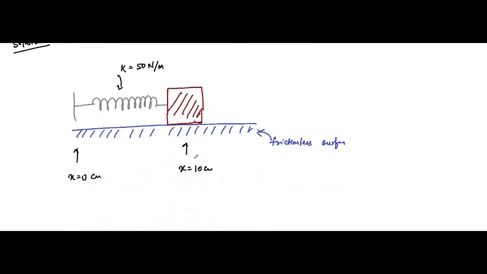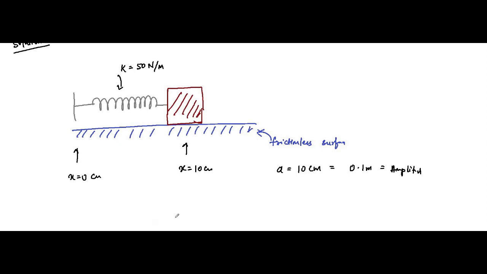So from here we can figure out that for this SHM motion the amplitude A is equal to 10 centimeter, or 0.1 meter. That is the amplitude. From here it will go this way and that way, like that.